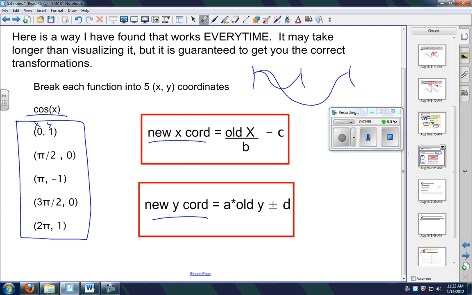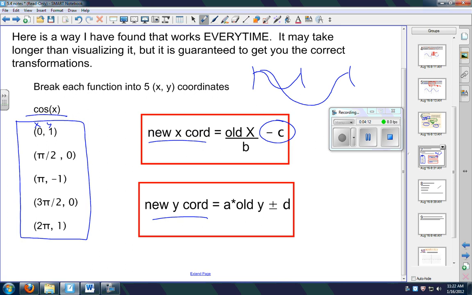To find your new y-coordinate, you take A, because that's going to make it taller or shorter, and multiply it by the old y, and you're going to plus or minus D. So if D is positive, we're going to shift it up. If D is negative, we're going to shift it down and subtract.